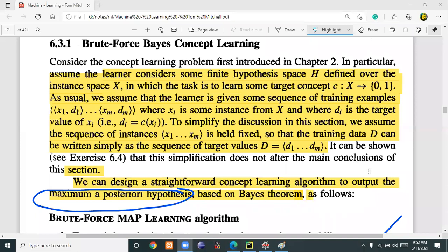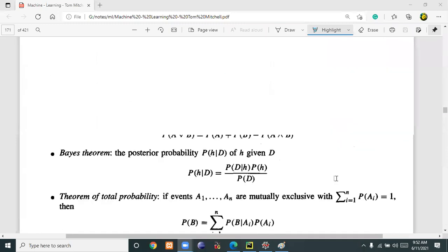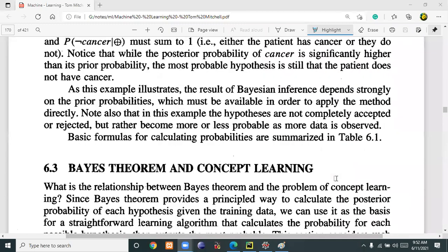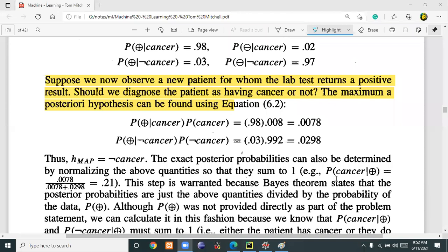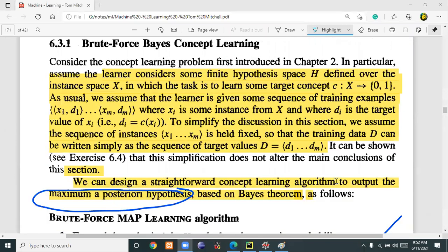Okay, good morning, students. In the last classes, we discussed the product rule, sum rule, Bayes theorem, and theorem of total probability. Before that, we discussed what the Bayes theorem is, and we saw one cancer problem. So these are all the things we discussed. And now, brute force based concept learning. So now we are going to discuss this topic. Let us see. Try to understand very clearly.